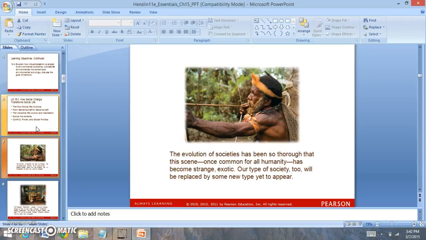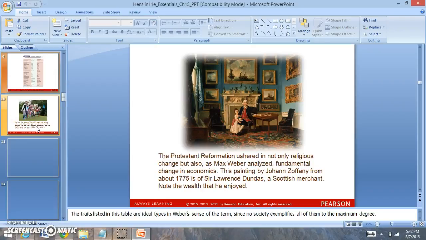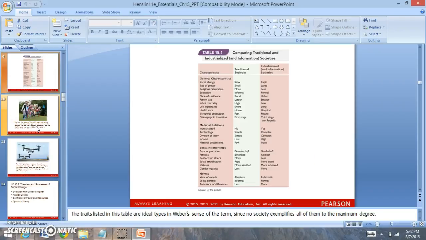When we look at the evolution of societies and what we've been through, you'll know it's been very strange, very exotic, as this slide shows you, and now it's starting to be replaced by some new type. And what happens with this transition is you'll notice some of the characteristics and the words that we use are a little bit different. For example, social change. Traditional societies were very slow to adjust. Industrial societies were extremely fast to adjust to social change.